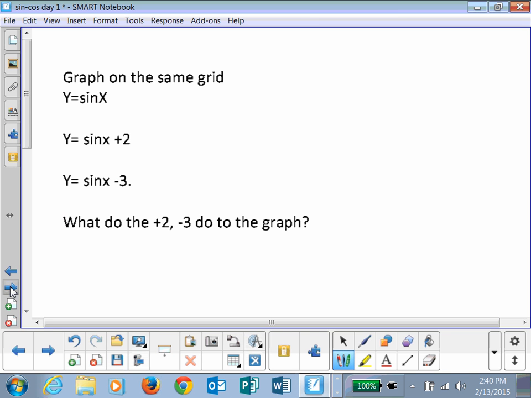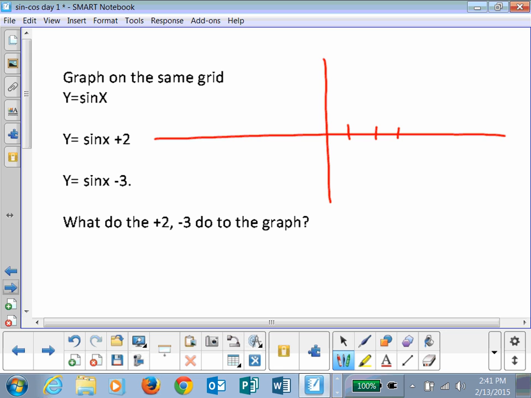And it's moving that center line. Currently, our center line is at 0. But it's going to move that center line 2 units up or 3 units down. So we're going to use some dotted lines to determine where our center line is, okay? So our normal center line is at the origin, at 0.